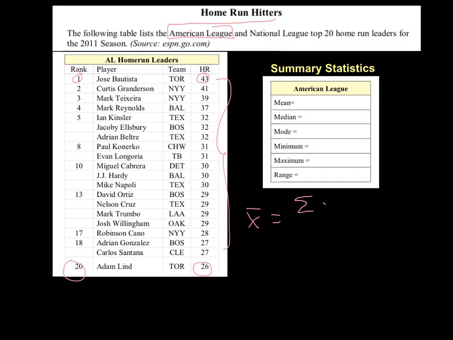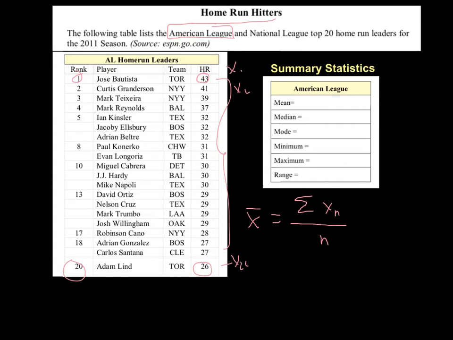So we're going to add up all of our x's, how many of them there are, and we're going to call that x sub n, right? So 43 is x sub 1, 41 is x sub 2, so on and so forth down to 26 is x sub 26. So in this case, n is 26. So we're going to add up all of the x's, and we're going to divide them by the number of items that there are. You know how to get the mean. You add up all of the values and divide by 20.